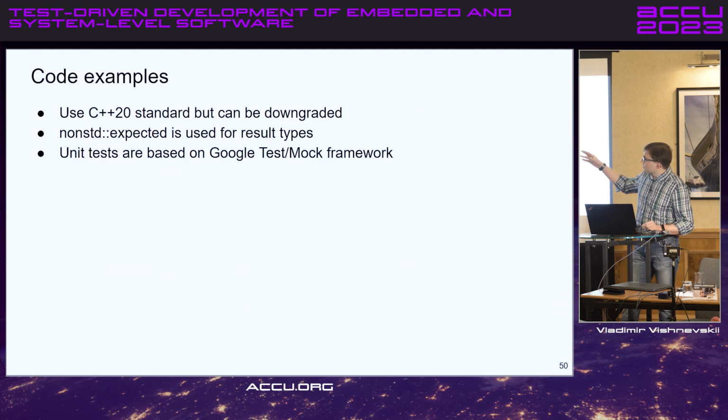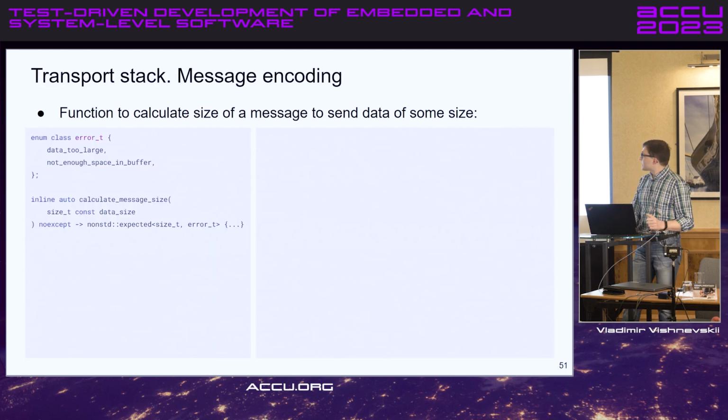For code examples, I will be using C++20. I'm aware that it's not available for any embedded project, but it can be downgraded to the earlier standards. I'm also using non-std expected as a third-party library and encourage using those structures. And also unit tests are in Google Test, Google Mock. So we can start implementing code.